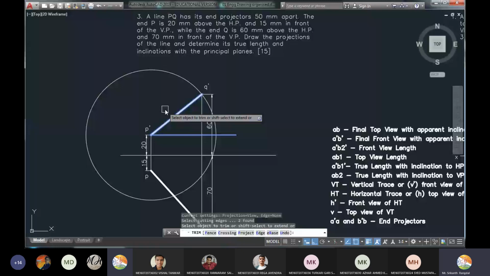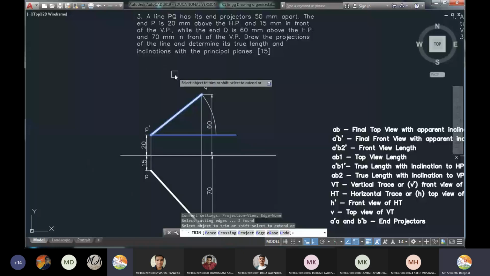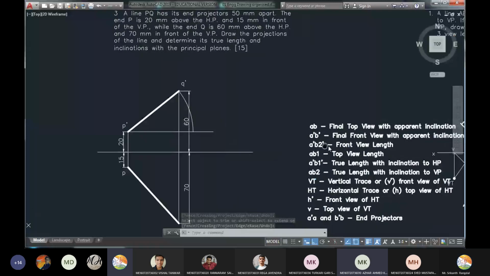Now what is this point? Q dash. What is this point?